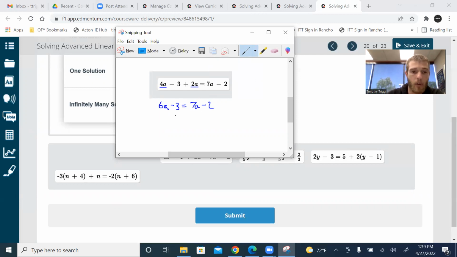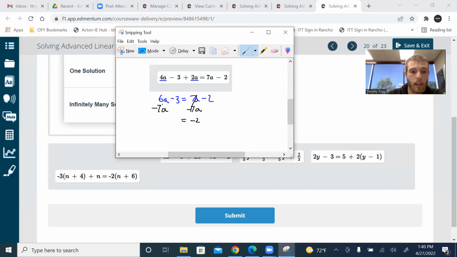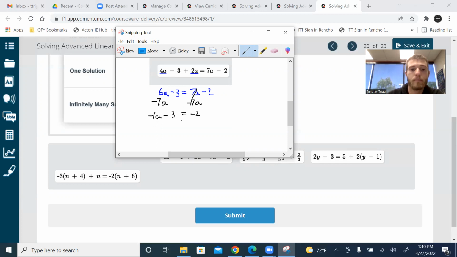I don't like that. So I'm going to move all my a's together on the same side of the equation. To do that, let's go ahead and move the a's to the left side. So I don't want these ones on the right. I'm going to go ahead and get rid of them. So I'm going to subtract 7a on the right. And since I did it on the right, I have to do it on the left as well. That leaves me with just -2 on the right. And on the left, 6a minus 7a is -1a. And then we still have a -3 here.